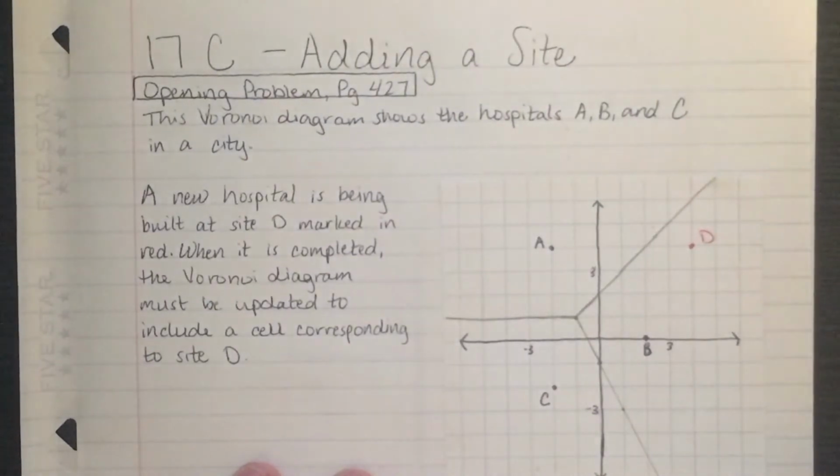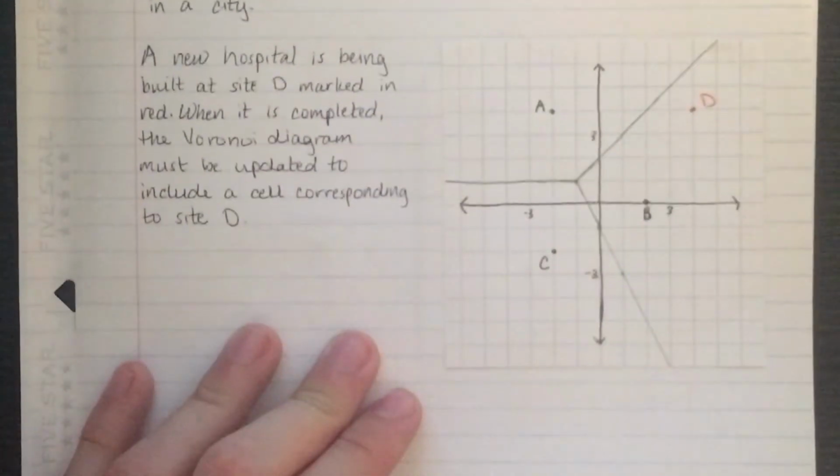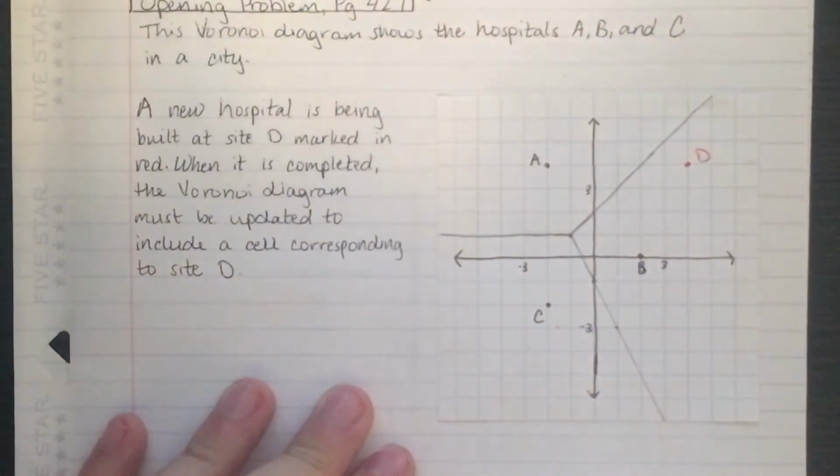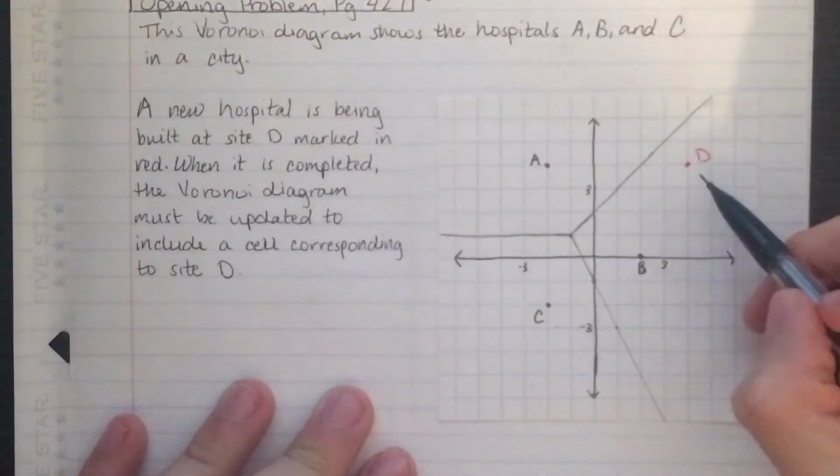A, B, and C in a city. So this is a hospital, this is a hospital, this is a hospital. And they're like, you know what? We want to put a new hospital in here. So a new hospital is site D right here.